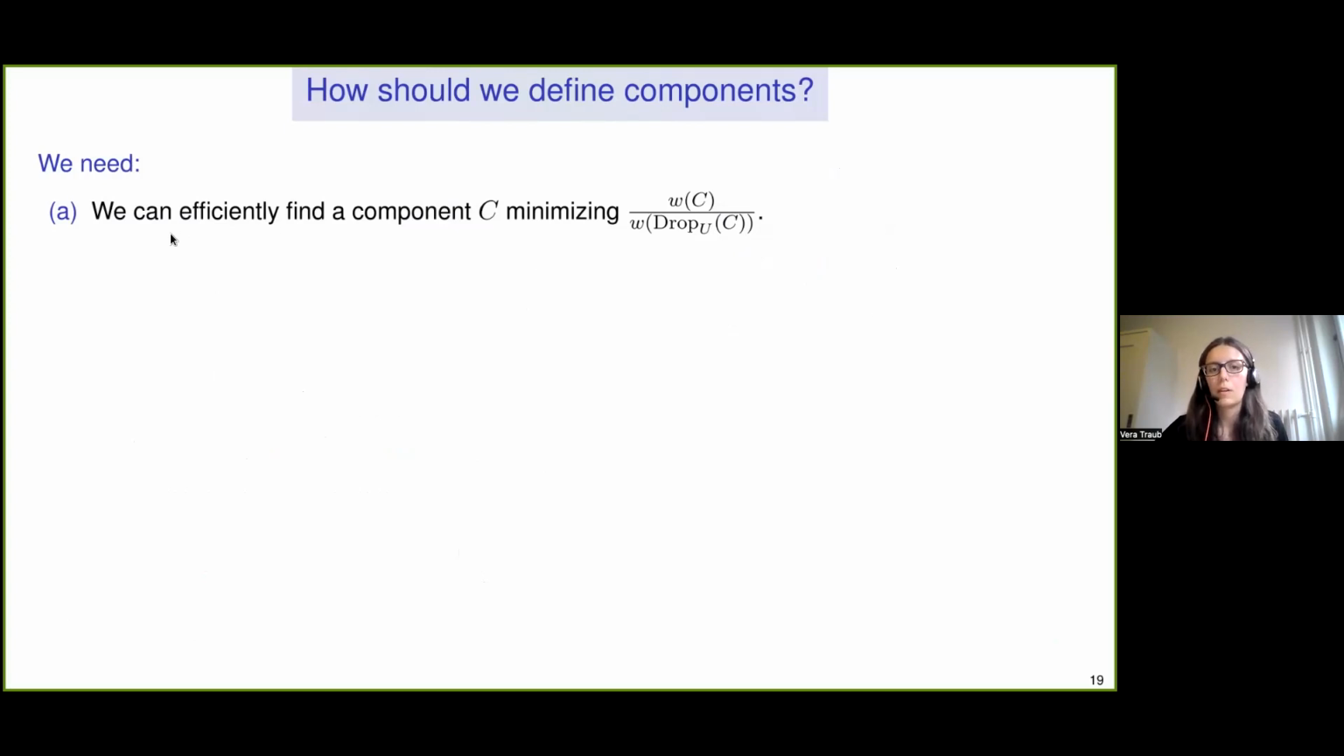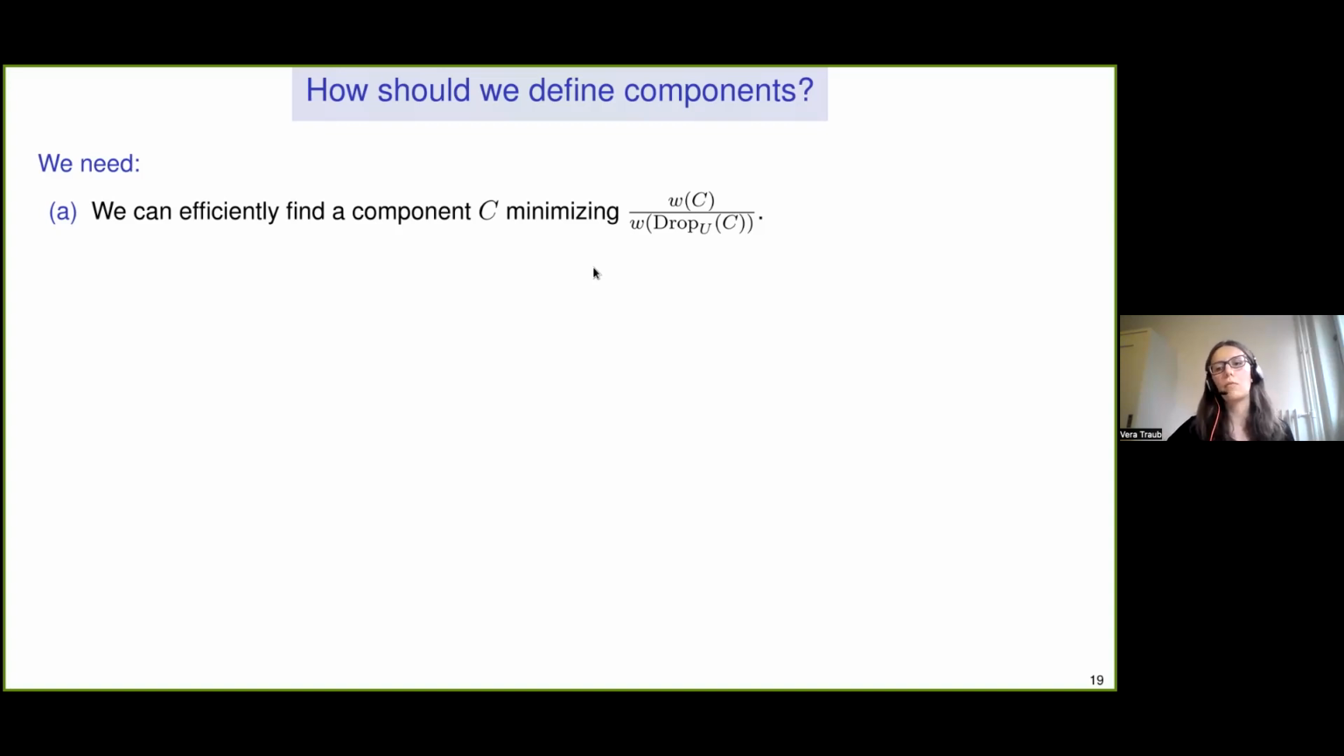So we should define our class of components in such a way that we are able to efficiently find the best component to pick next. So we should be able to solve this minimization problem. If we have this, then we are able to efficiently implement our relative greedy algorithm.